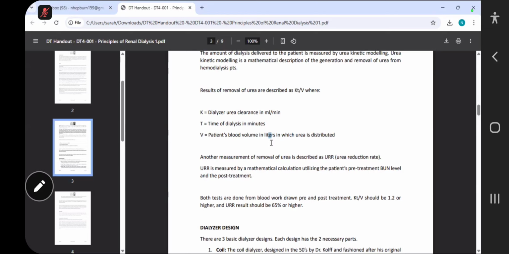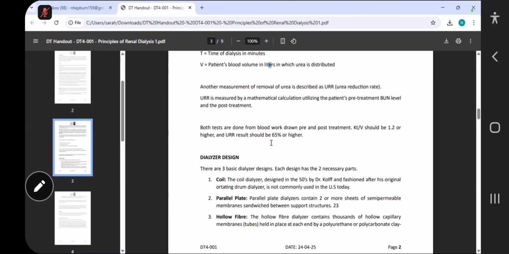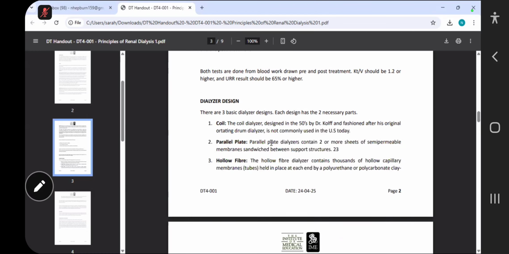Yeah, it has the urea reduction. I understand that, but what I think she was trying to say is, if the pre-weight is divided by the post-weight, is that how you're getting the Kt/V? Yes, which is the URR, yeah. All right, nice, thanks. Okay. Excuse me, is it divided or minus?